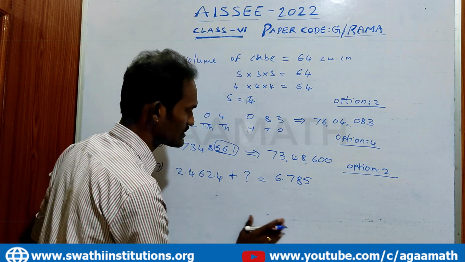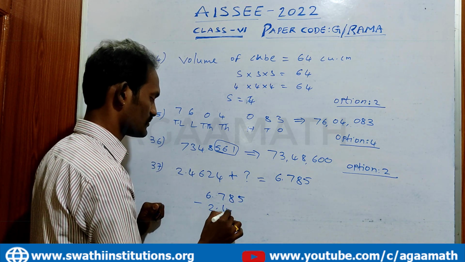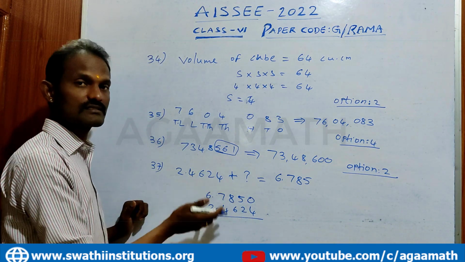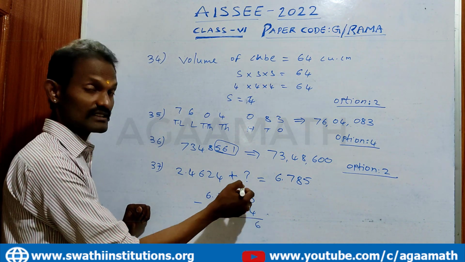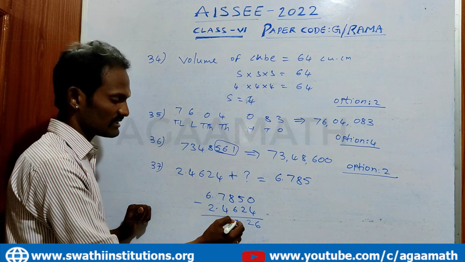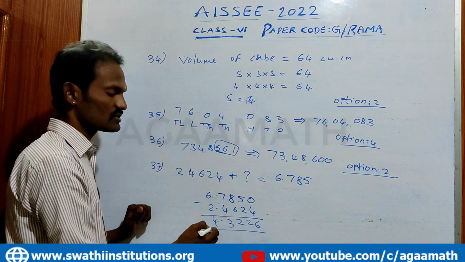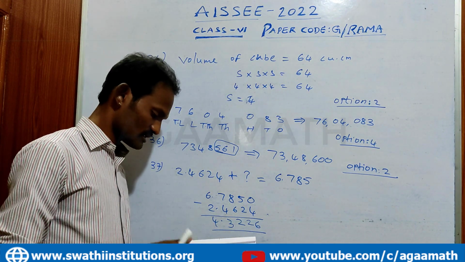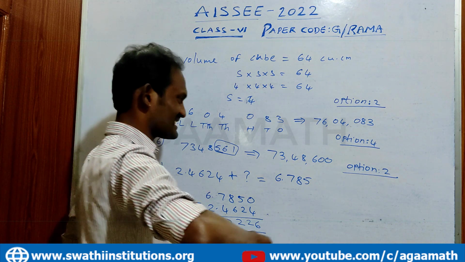Similarly, I just subtract 6.785 minus 2.4624. So again I put 0 to have like decimals. Now 10 minus 4 is 6, because I borrowed, I cannot subtract otherwise. So here it remains 4. So 4 minus 2 is 2, 8 minus 6 is 2, 7 minus 4 is 3, 6 minus 2 is 4. So that is 4.3226. So according to the 37th question, the option is 3. Option 3 is the right one.